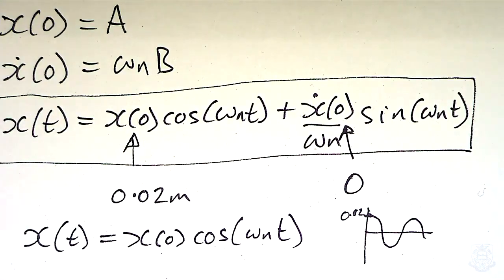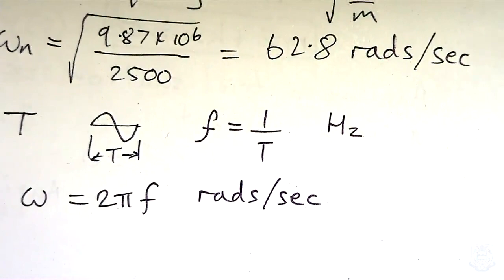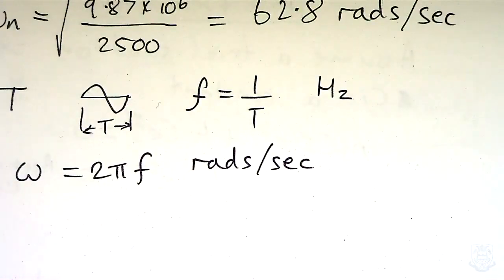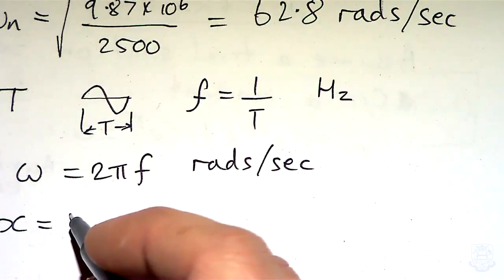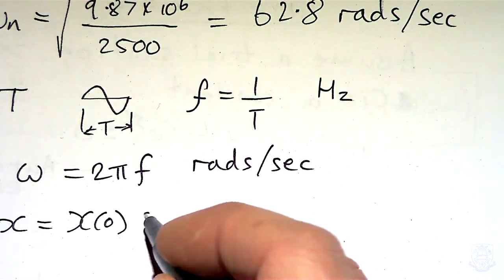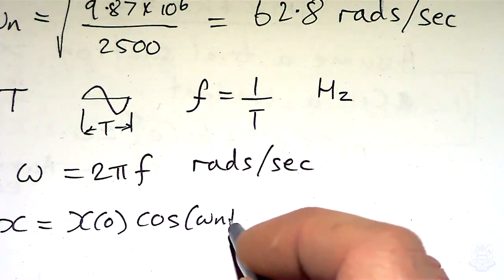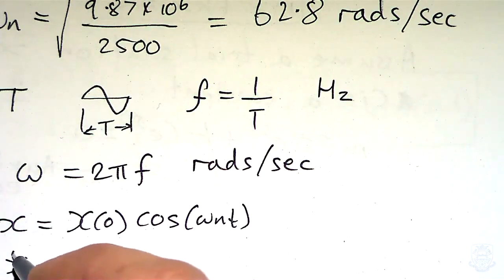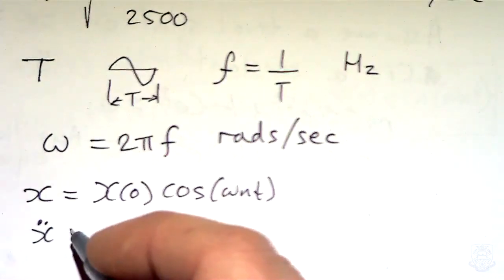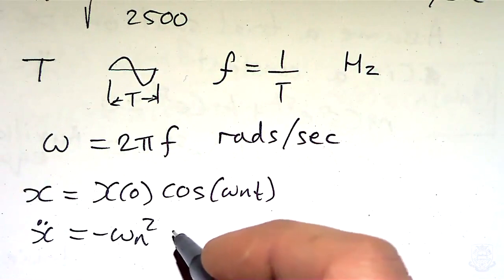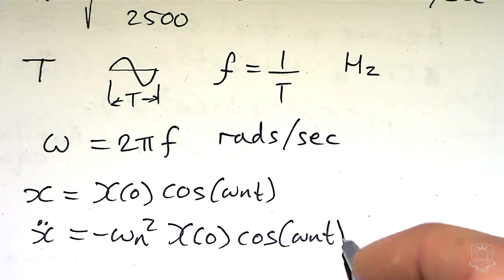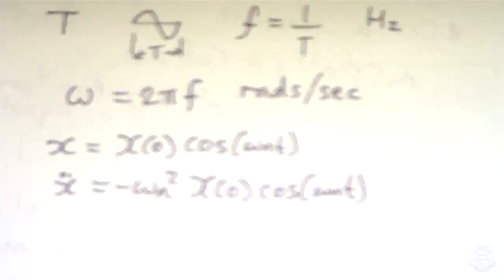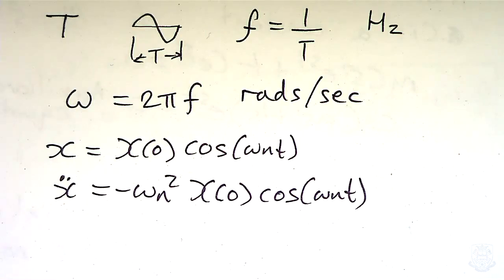But the question is actually asking us for maximum acceleration, so let's go back to where we were. If we have this simplified expression that x is equal to x0, the initial displacement, times cos omega n t, then x double dot, the acceleration, is equal to minus omega n squared x0 cos omega n t, in the brackets. So that's the acceleration solution, isn't it?